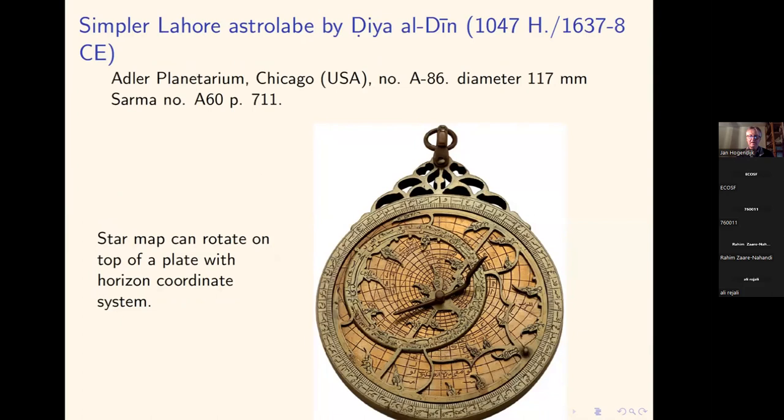So basically the astrolabe is a star map, which is the part you see on top with all these little protrusions. The tips of these are all projections of stars. It's basically the map of the heavens with the stars. And this can rotate on top of a plate, which you see here, with a horizon coordinate system. I will come back to that.